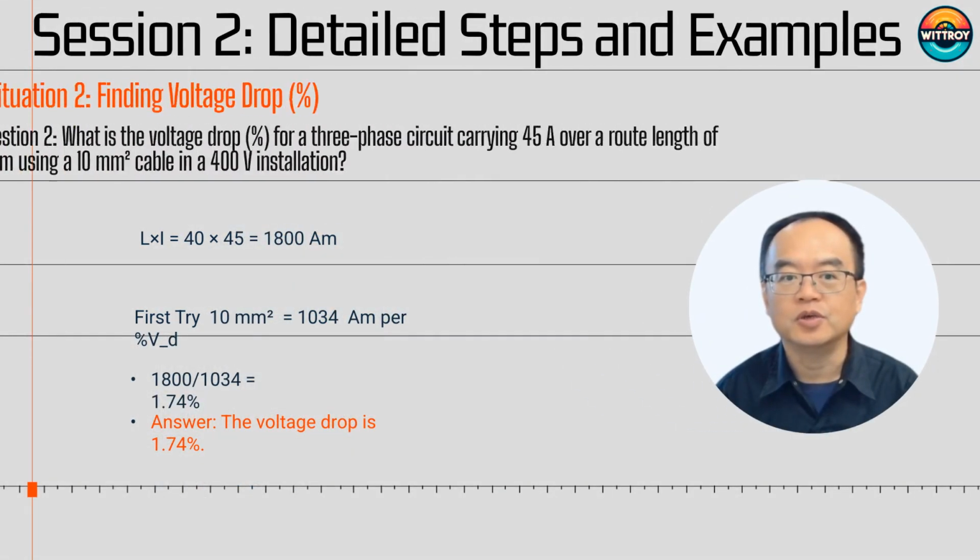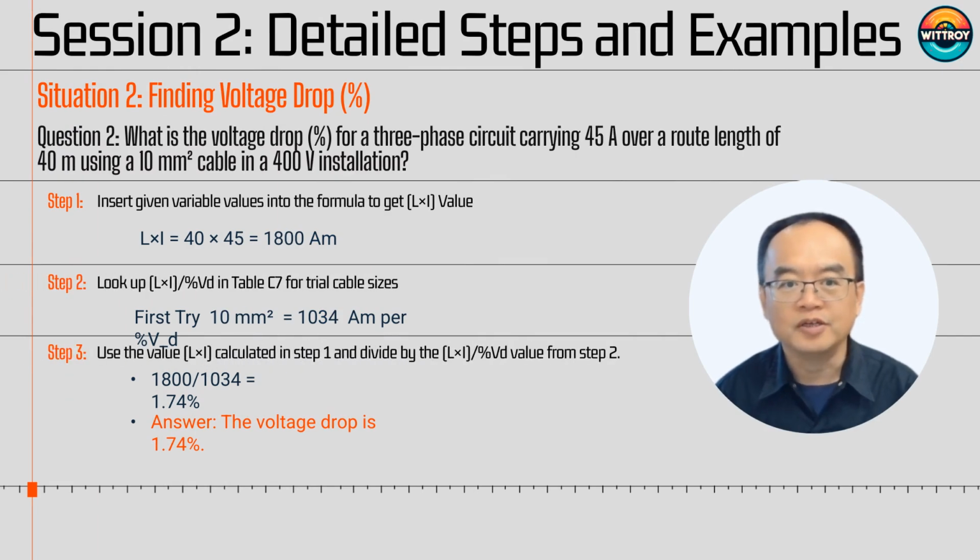For our example question 2, we'll find the voltage drop percentage for a three-phase circuit carrying 45 amps over a route length of 40 meters using a 10 square millimeter cable in a 400 volt installation. Step 1. Insert given variable values into the formula to get the product of the route length and current. 40 meters multiplied by 45 amps equals 1800 ampere meters. Step 2. Look up the ampere meters per percentage voltage drop value in Table C7 for trial cable sizes. First, try a 10 square millimeter cable which has a value of 1034 ampere meters per percentage voltage drop.